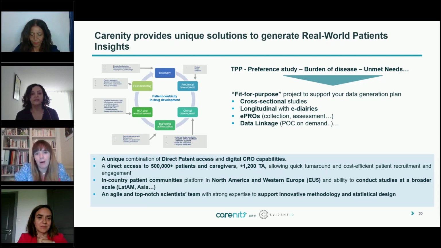The methodologies we can apply are also robust and diverse, and range from cross-sectional surveys to longitudinal ones using e-diaries. And since we are working with patient insight generation, we are obviously very familiar with ePROs, e-patient reported outcomes, which are validated scales or questionnaires we can use to make sure that we have a validated measure for outcomes.